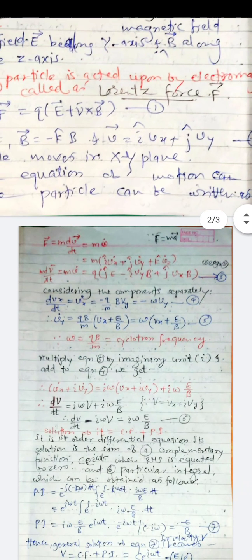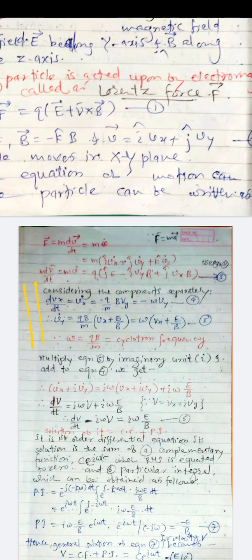When considering the components separately, one has these two equations, 4 and 5. Common in these two equations is omega, the cyclotron frequency, given by qB upon m. q is the charge, B is the magnetic field, and m is the mass of the charged particle. Hence, we move further with equations 4 and 5, with omega equal to qB by m, the cyclotron frequency.